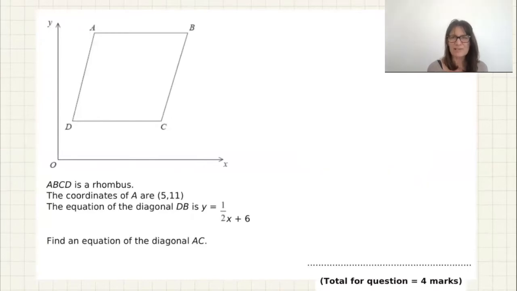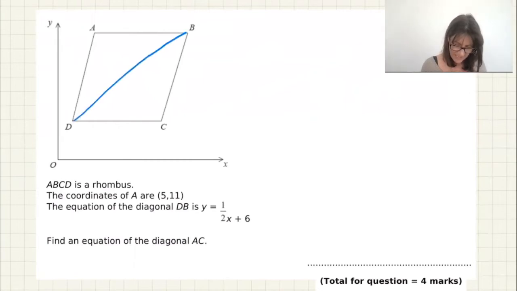Okay, this feels hard. It really does feel hard. It'd be a question quite near the end of the paper, which is when we are in that zone of, oh my God, I can't answer anymore. You always can. Okay, let's just read through. We've got a rhombus. The coordinates of A are 5, 11. The equation of the diagonal DB is given to us as a half x plus 6. I think something got lost in the transfer of the question, maybe. So let's look at the diagonal and just pop that on. So my diagonal is DB, which goes off in that direction.